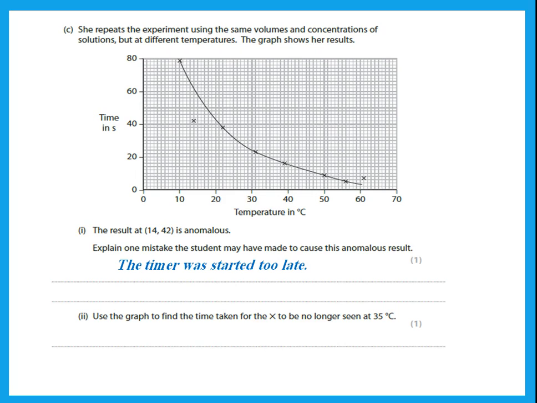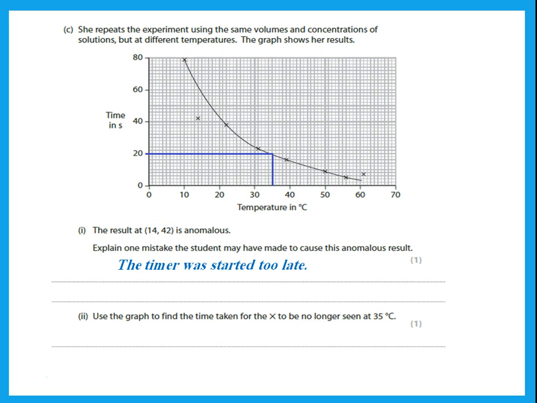That is a possible answer. Remember that for this kind of question, several answers may be possible. If you come up with a reasonable answer that will explain why the result is less than what it should be, that's fine. But the common answer would be that he started the timer too late. Use the graph to find the time taken for the x to be no longer seen at 35. So in the graph I see 35, I go up to the graph, I go horizontally, and I find that that takes 20 seconds. Okay?